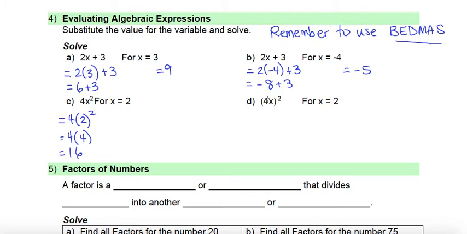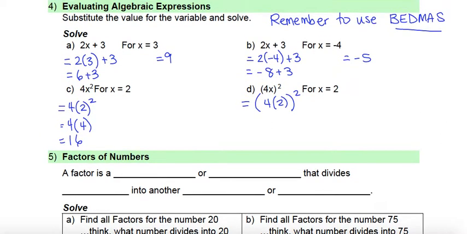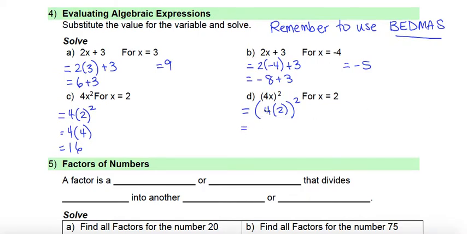And the last example, again, we're going to substitute 2 in for the value of x. So it looks like this. So 4 times 2 to the power of 2. So this time we have to simplify what's inside of our brackets first before we apply the exponent. So we have 4 times 2, which is 8, and then 8 squared, which is 64. So that's why it's so important to use BEDMAS and to remember BEDMAS as you're solving algebraic expressions.